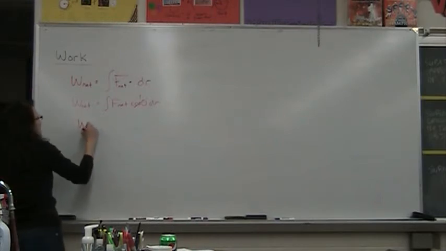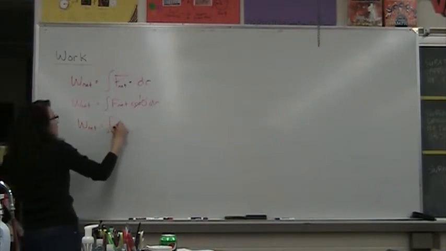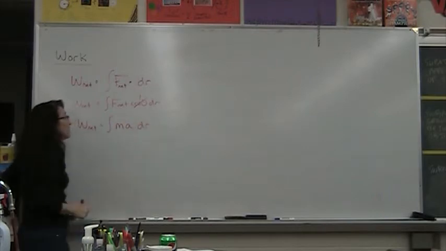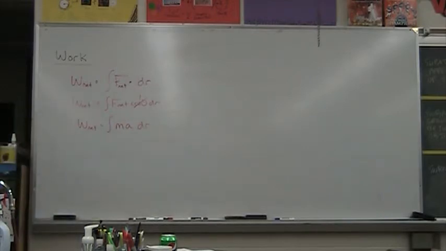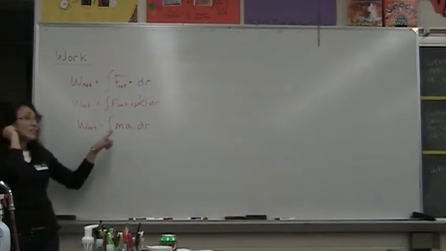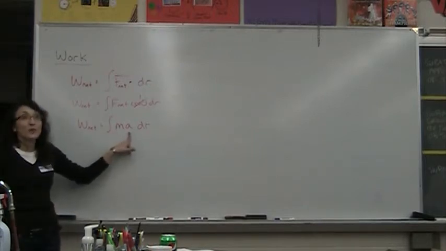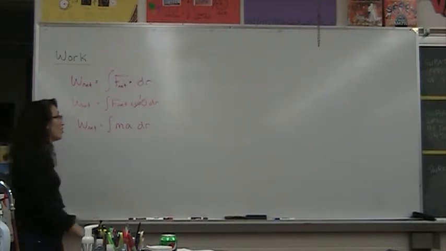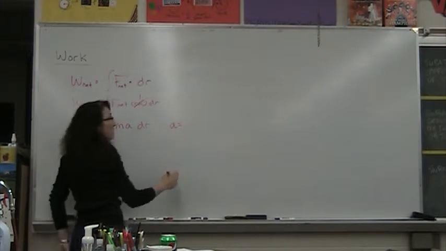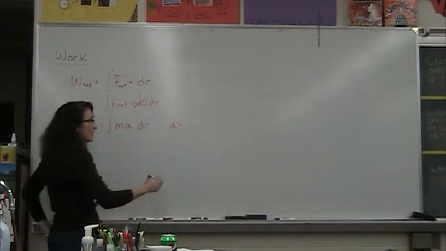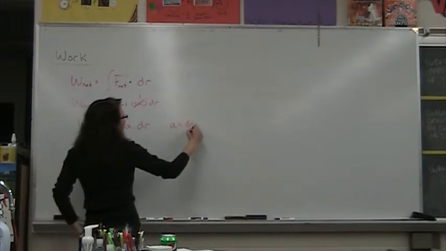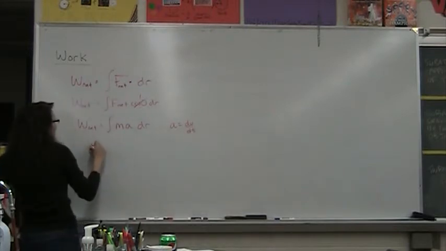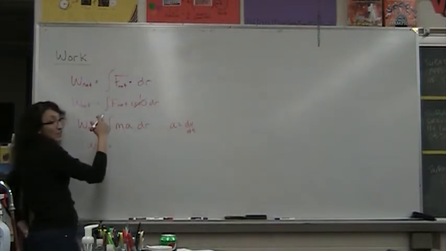Alrighty, so we can say work net equals the integral of ma dr. Well, if F is varying, then what else is varying? A is varying, so I can't integrate A with respect to r, so now I have to work to change this. I know A is the derivative of what? dv over dt. So I can put that in here, so work net, I can pull the mass out, correct?